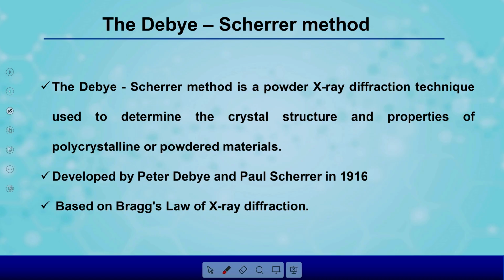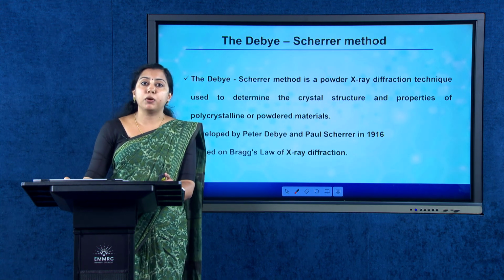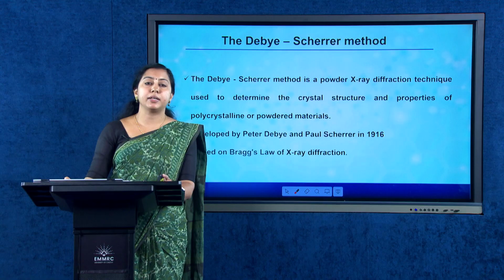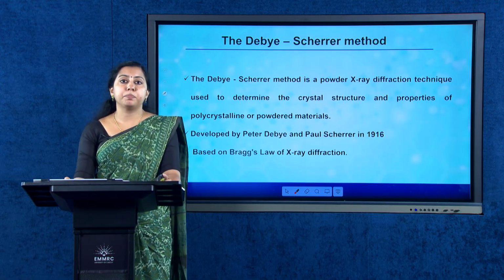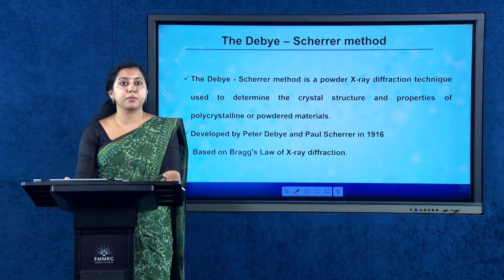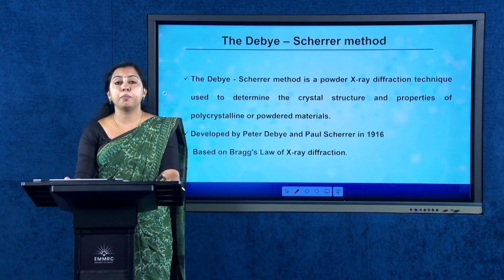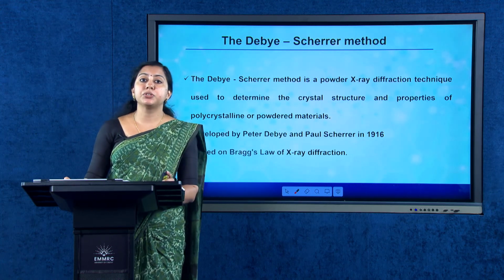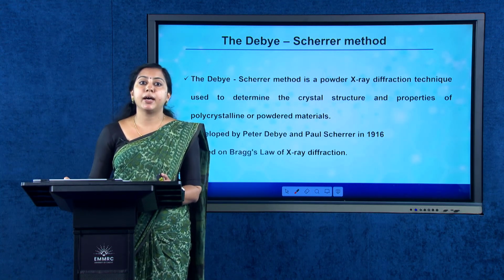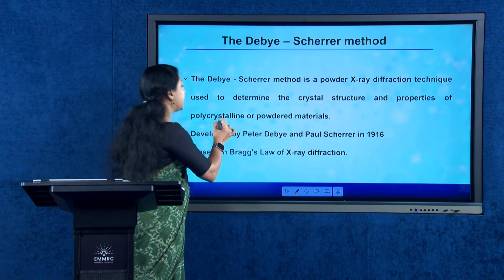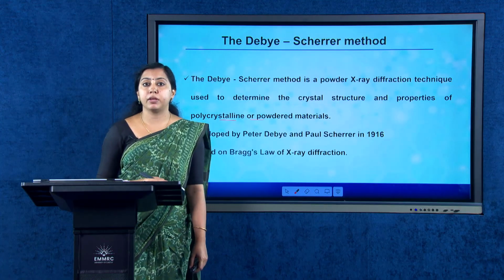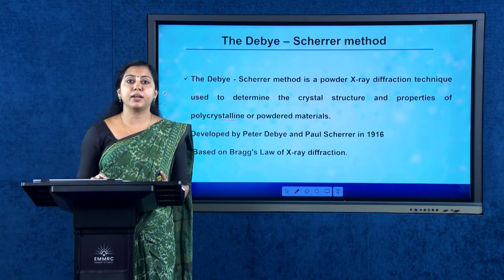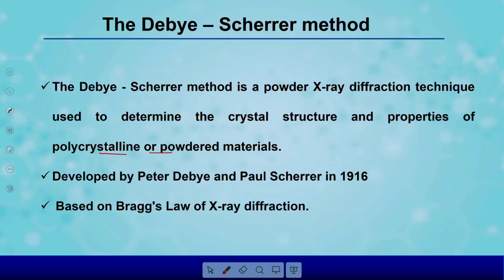In the previous class, we have seen about the powder X-ray diffraction method or the Debye-Scherrer method. We had a detailed discussion on the principle of the Debye-Scherrer method. We have seen that it is a powder X-ray diffraction technique used to determine the crystal structure and properties of polycrystalline or powdered solids or powdered materials. And this method was developed by Peter Debye and Paul Scherrer in 1916. And this method is based on Bragg's law of X-ray diffraction.